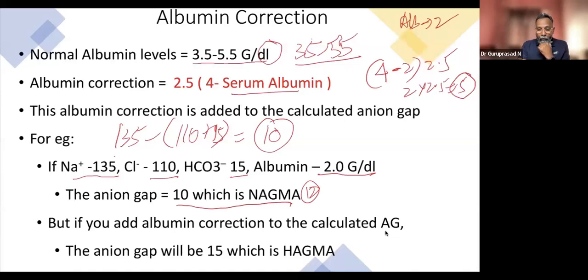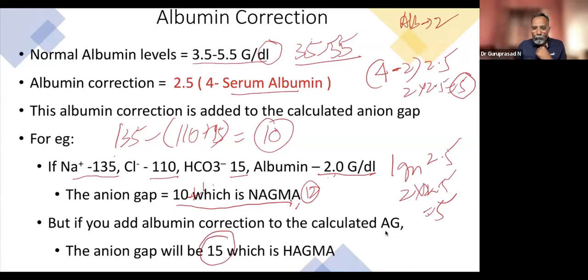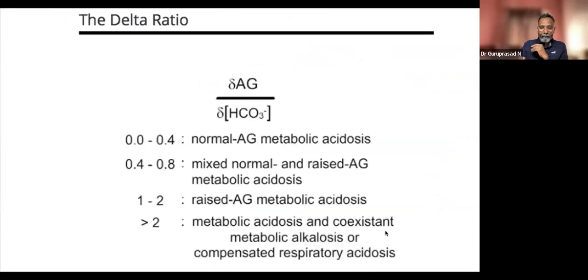But because the albumin is 2, when you do an albumin correction, you have to add 5 to this. So for every 1 gram, you have to multiply by 2.5. So it is 2 grams, you have to multiply by 2.5. That will be 5. So now when you add this 5 to this anion gap, then see, which we thought was NAGMA is actually not NAGMA, it is HAGMA. So you should always do an albumin correction when you evaluate an acid-base disorder. Basically, that's the reason I told you most of your critically ill patients are hypoalbuminemic.